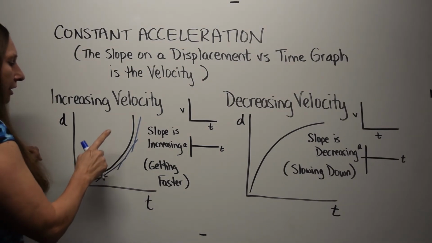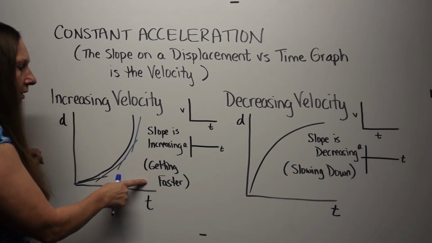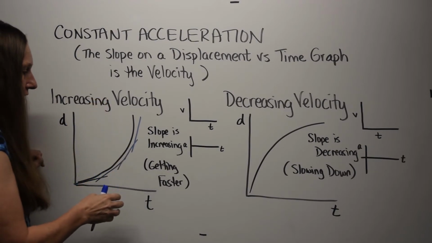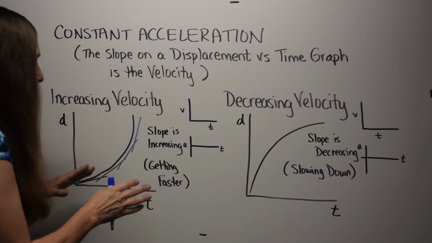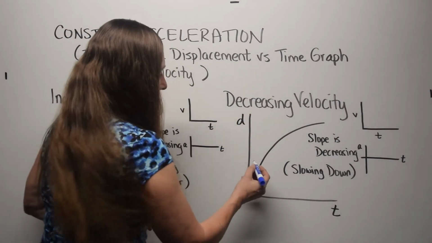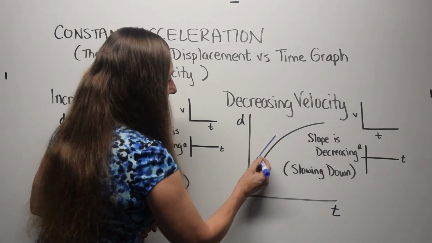In other words, this person is getting faster. The slope is increasing, therefore the velocity is increasing. This person is getting faster. All right, now, over here. In the beginning, the slope is high. Now the slope is less.